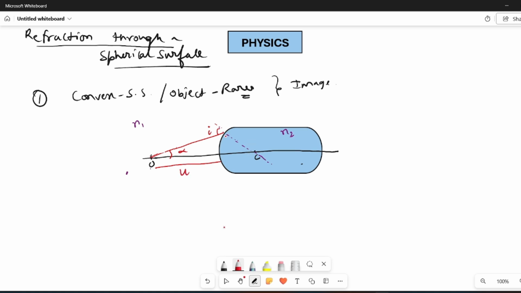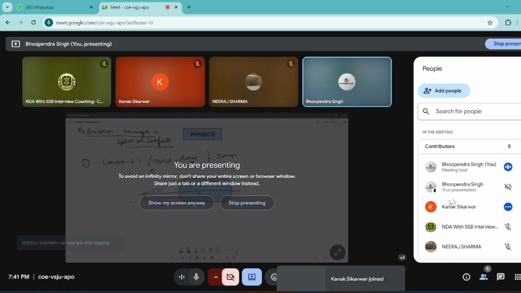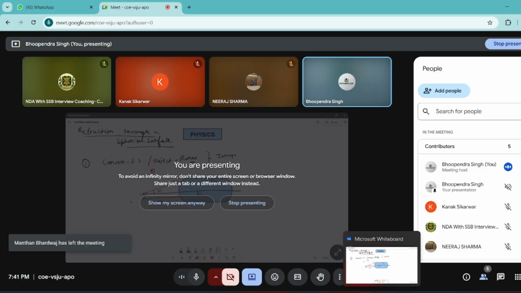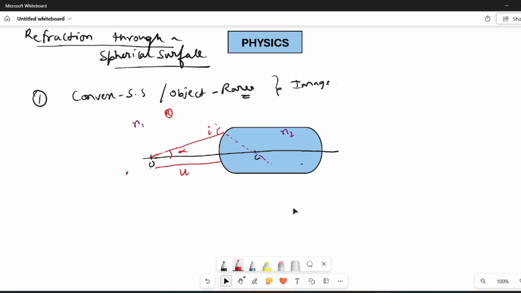Now, when this light is going to enter inside this particular glass medium, what it is going to do? The light ray is traveling from rarer to denser medium, and because of that, it is going to bend towards the normal. Like this the bend will happen. So after bending, the light is going to fall on the principal axis inside the denser medium, and it is going to form an image.